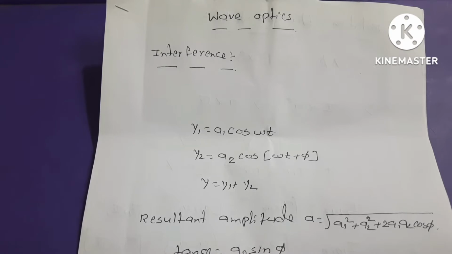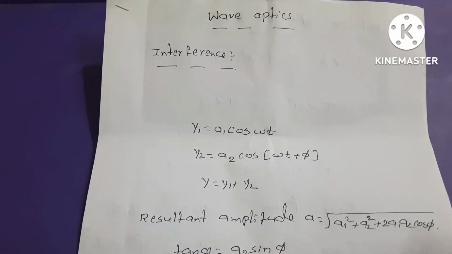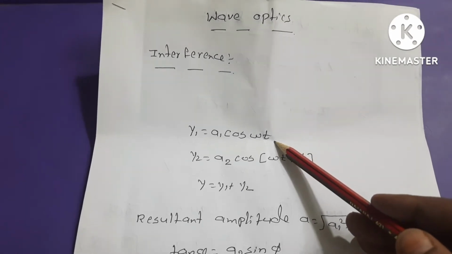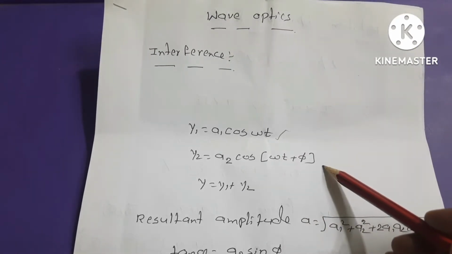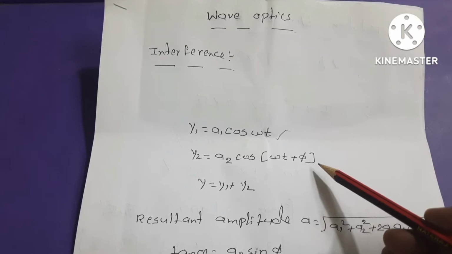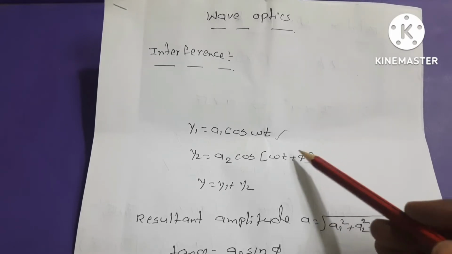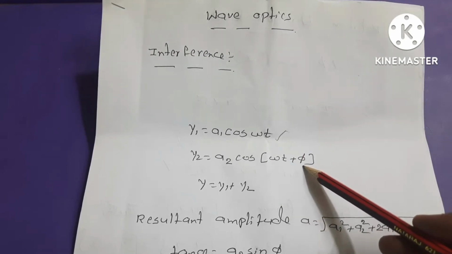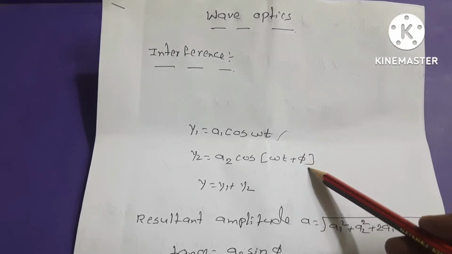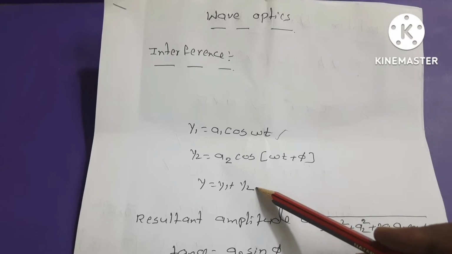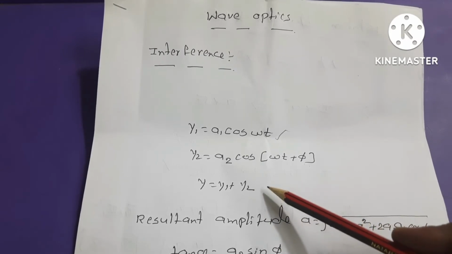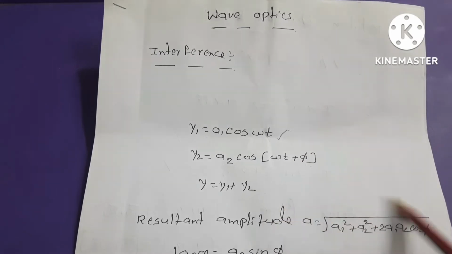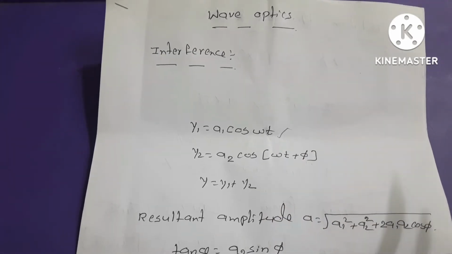So two waves we can take: the first one is y1 equals a1 sin omega t, and the second one is y2 equals a2 cos omega t plus phi. So how much phase difference is there? Phi, a constant phase difference. Then how to find the resultant displacement? Y equals y1 plus y2. Substituting y1 and y2, you get a big expression.